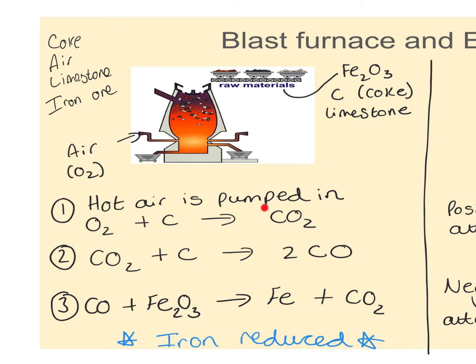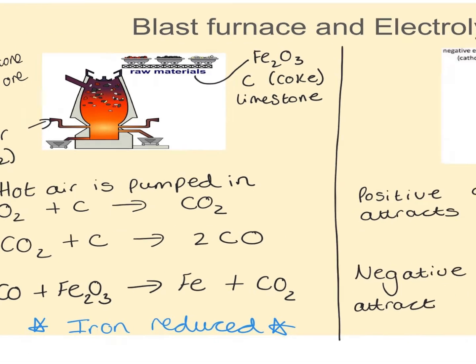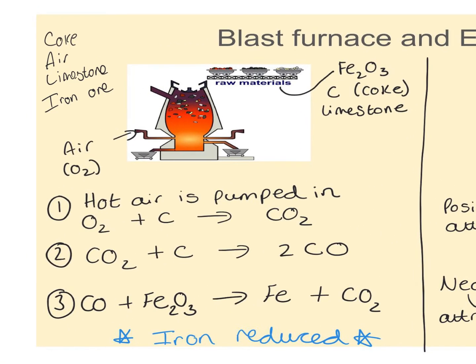First thing that happens is hot air is pumped in. O2 plus C makes CO2. That CO2 then reacts with the coke, the carbon, and makes CO, which is carbon monoxide. That carbon monoxide then reduces the iron oxide to make iron on its own and carbon dioxide. Okay, that is all I want you to remember about the blast furnace.